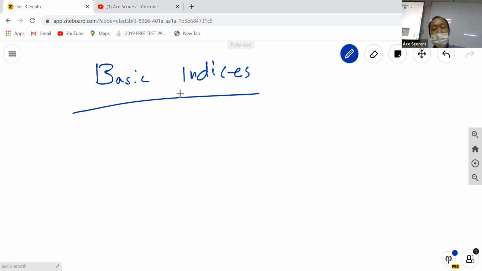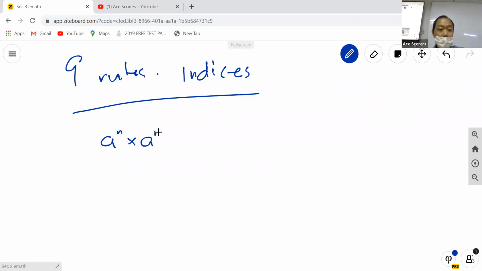Okay, so basic indices, right? So 9 rules of indices. What are the 9 rules of indices? Okay, first two. What are the first two? Same base, different power. Okay, what are the same base, different power? A to the power of n times same base, a to the power of m equals a to the power of n plus m. Okay, don't underestimate all this, right?